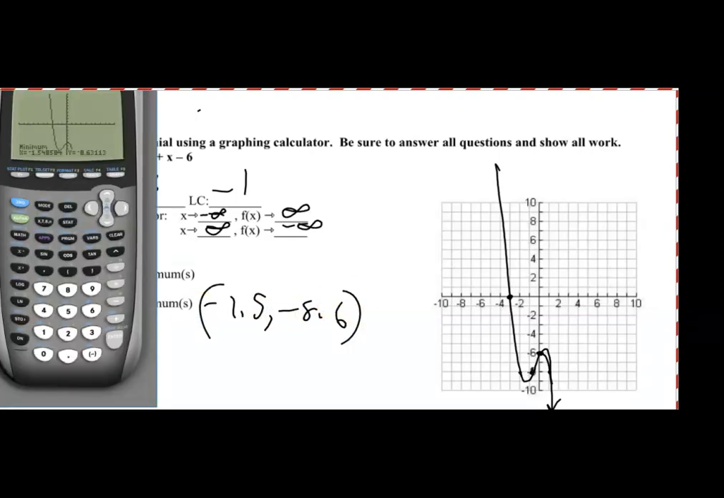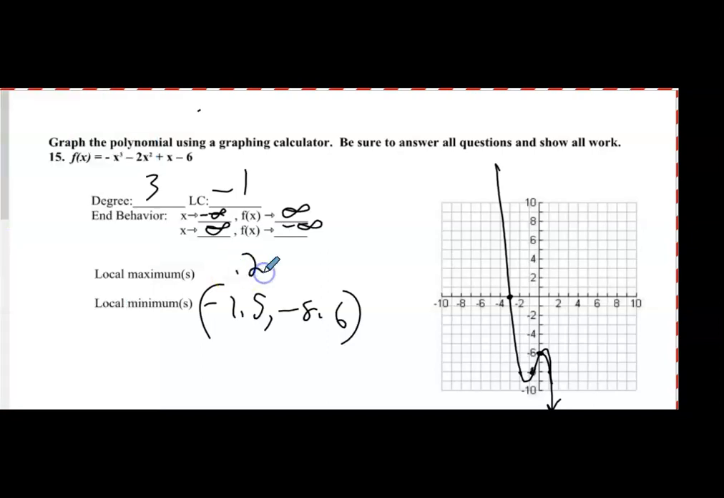For the maximum, we just do it again, trace. We choose maximum. We put the little buggy on the left slope, hit enter, go over the mountain, leave it right there, hit enter twice, and there we go. 0.2 and -5.9. So 0.2, -5.9. That's my local maximum. And that's it.